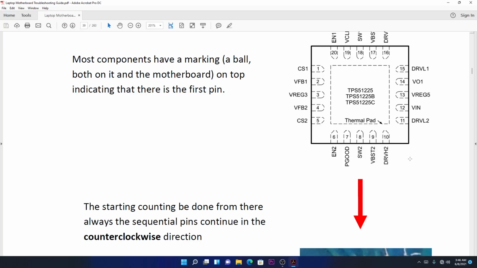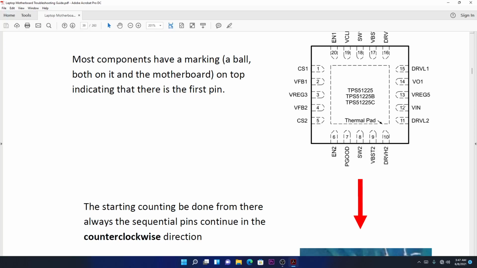Then pin number 9, pin number 10, it says DRVH2, drive high 2. It means this pin number 10 is driving the higher MOSFETs on power rail number 2, on 5 volts. It's drive high. Pin number 11 says DRVL2, which means drive low. It means this pin number 11 is driving the lower MOSFETs. Usually these 10 and 11 go straight to the gates of those high MOSFETs and lower MOSFETs.